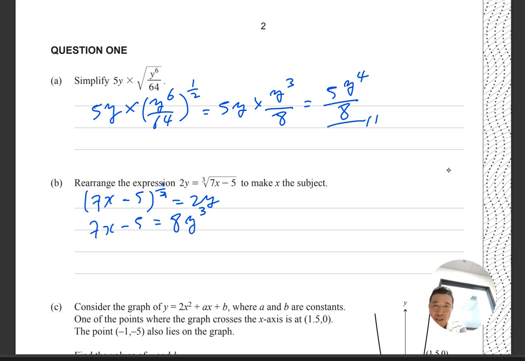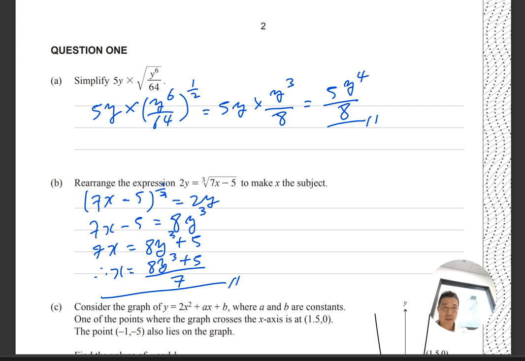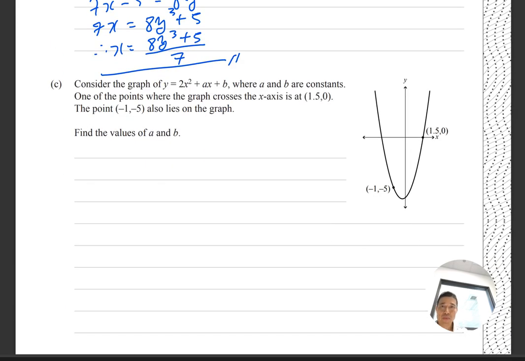And then you isolate x. So that means 7x equals 8y cubed plus 5. And finally, x equals 8y cubed plus 5 over 7 should be the answer. All right, next. Question C. Consider the graph of this where A, B are constants. One of the points where the graph crosses the x-axis is at 1.5, 0, and the point -1, -5 also lies on the graph. Find the values of A and B.